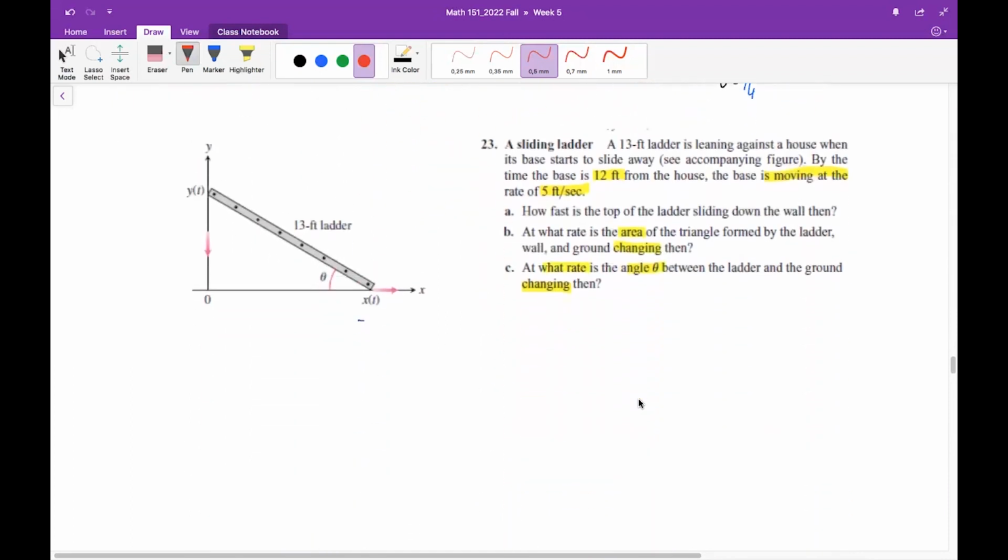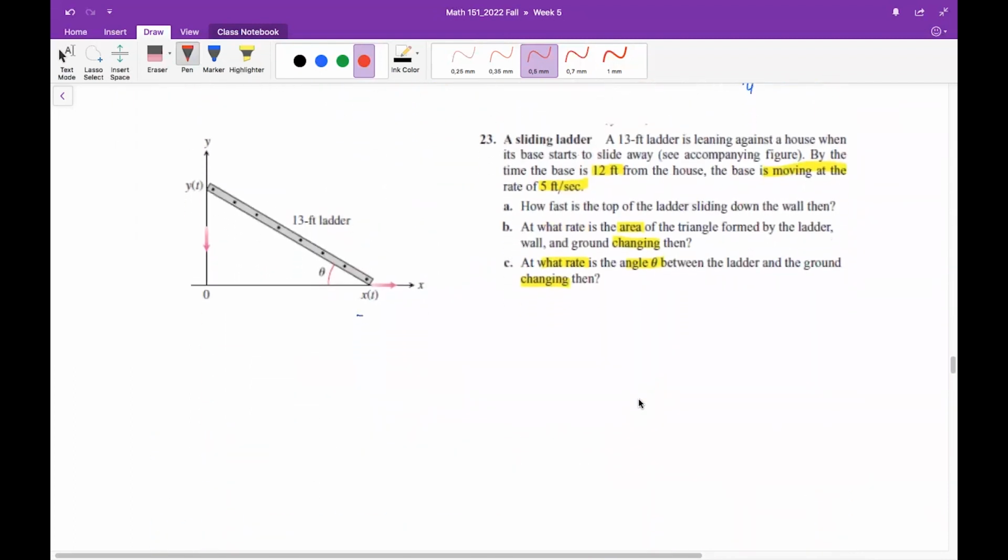Okay, let's move on. This will be the last problem in this lecture video. There is a sliding ladder here. A 13-feet ladder is leaning against a house. When its base starts to slide away, okay, this is the base, and it starts to slide away towards this direction, by the time the base is 12 feet from the house, the base is moving at a rate of 5 feet over second.